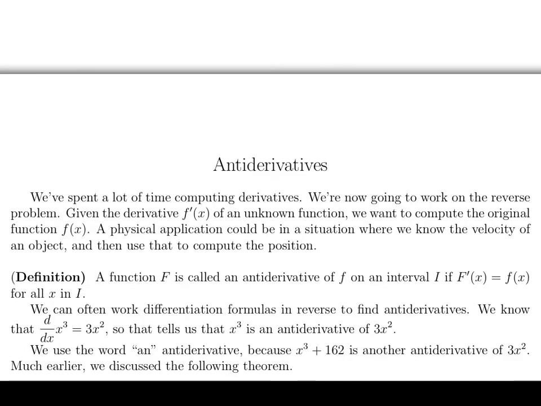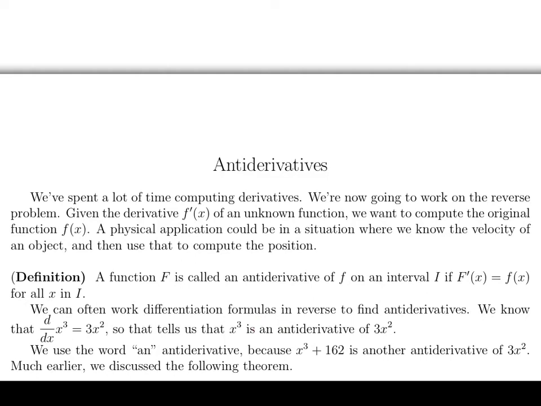Now it's very important to note the language that we're using. We're going to say an antiderivative as opposed to the antiderivative, because a function can have many antiderivatives. So in fact, x cubed plus 162 is another antiderivative. And that's because when we differentiate x cubed plus 162, we still get 3x squared.